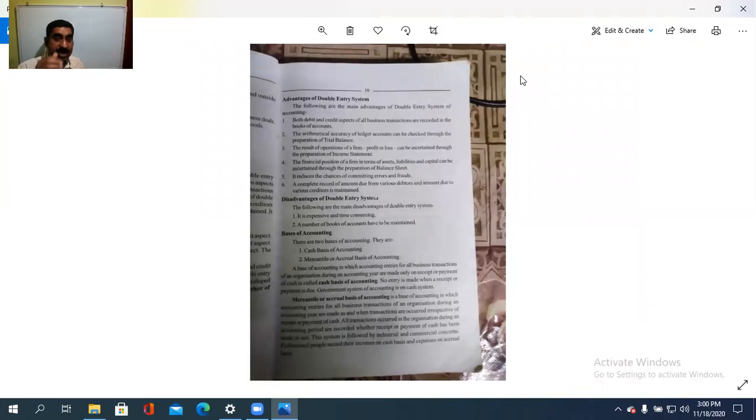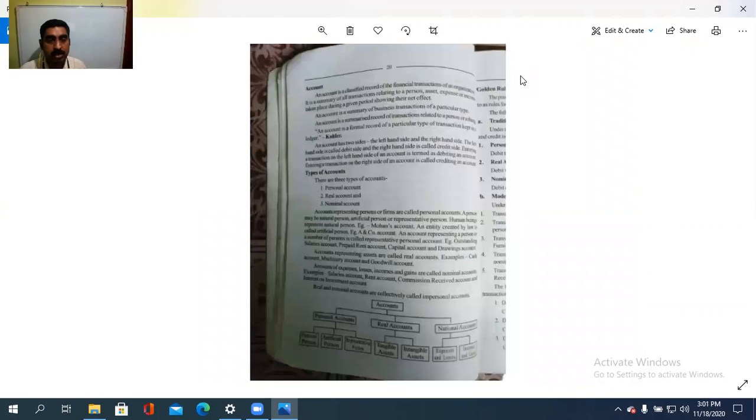So clear? Wherever the cash receipt and payment is there, that only is recorded. That is the case with regard to cash basis of accounting. Even though there is no cash receipt or payment, each and every transaction needs to be recorded. That is the case with regard to which one? Mercantile or accrual basis of accounting.